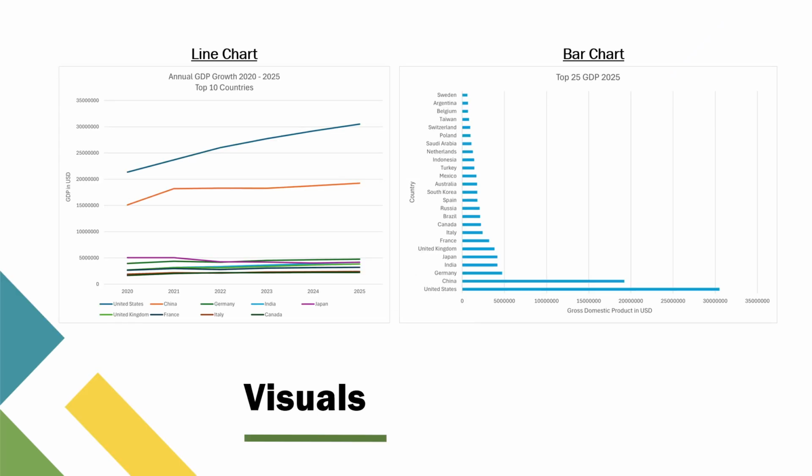One is going to be a trend line, and the second will be a horizontal bar chart. Let's first look at the line chart. Here we're looking at the annual GDP growth from the years 2020 to 2025 for the top 10 GDPs in the world. At the top, we have the United States, followed not too far behind by China. And then, in a distant third, we have a cluster of additional countries.